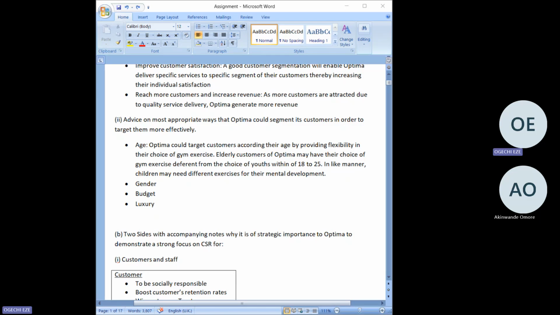Maybe the approach to strategy: membership, contract type, time, then the facility type, the accessibility. Maybe those might be the best ways they can segment those customers. But you must segment it.